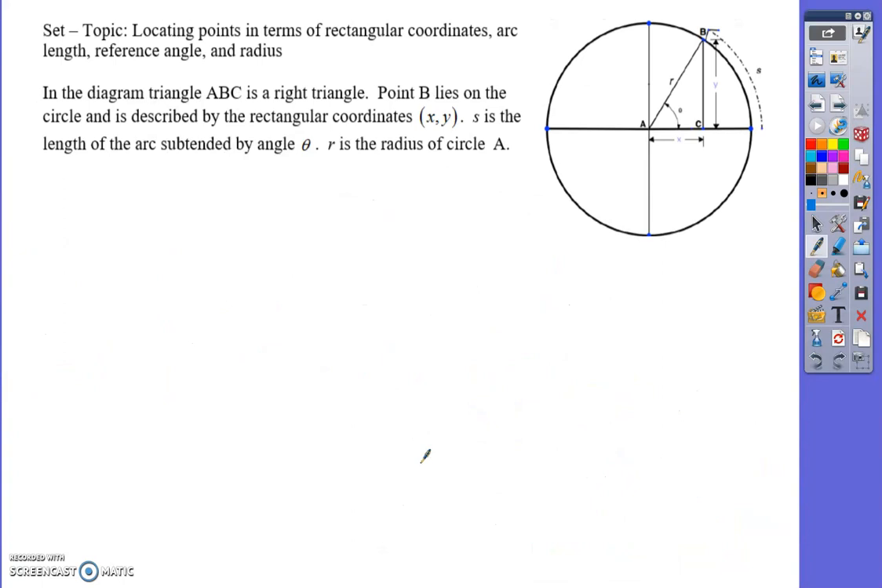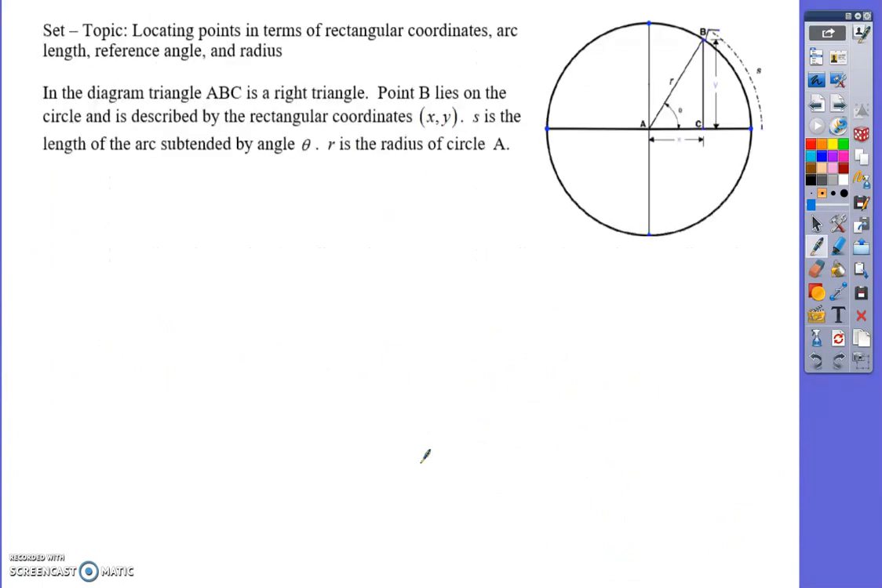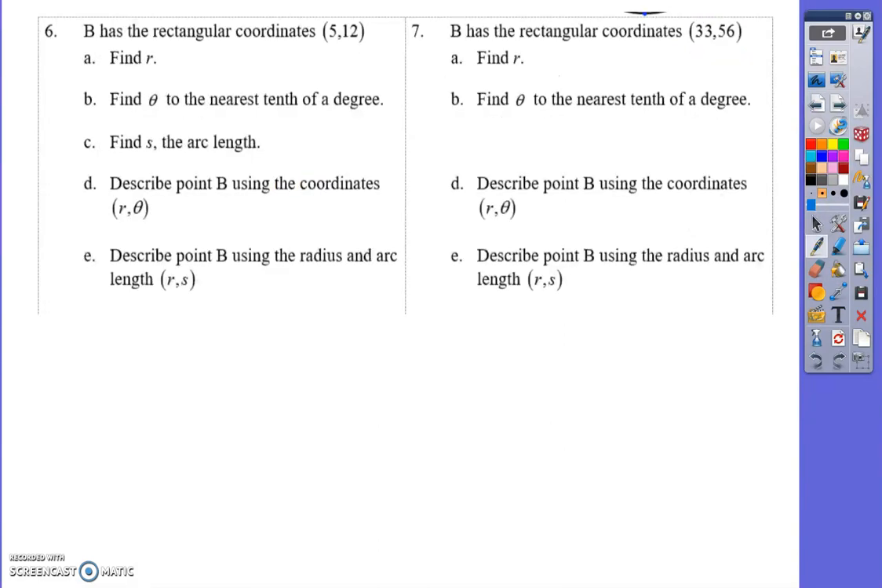The homework today is talking about different ways to write ordered pairs. And so we've got x, y, where we know that x is the x movement and y we already know that. We've also established that x is very related to cosine and y is very related to sine. We'll spend more time with those relationships. R is the radius, theta is our angle, and S is our arc length, and we're going to be coming up with different ways to describe the ordered pairs on the circle.